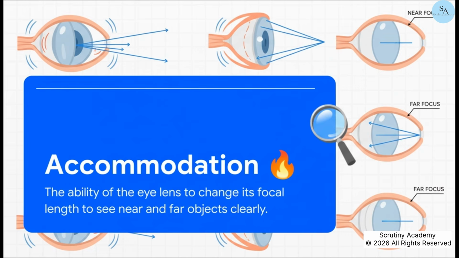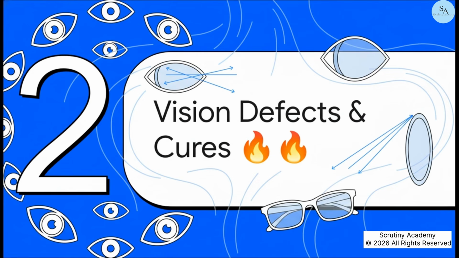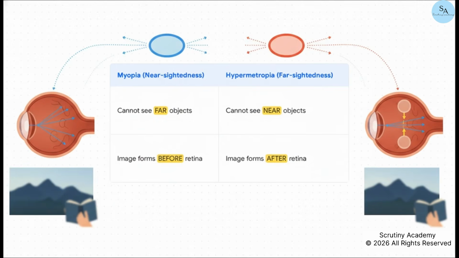Pretty amazing, right? But sometimes things go wrong. The system isn't always perfect. And that leads us straight into a huge topic for your exam, vision defects and how we fix them. You're going to want to pay close attention here. Okay, the two big ones you absolutely have to know are myopia and hypermetropia. And listen, it is so easy to mix these up. So let's make it simple.